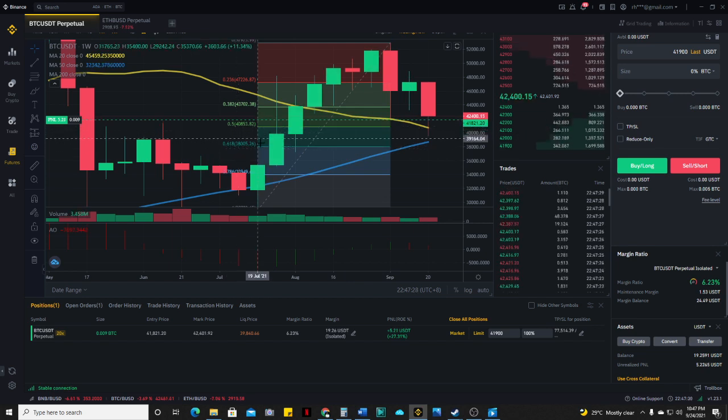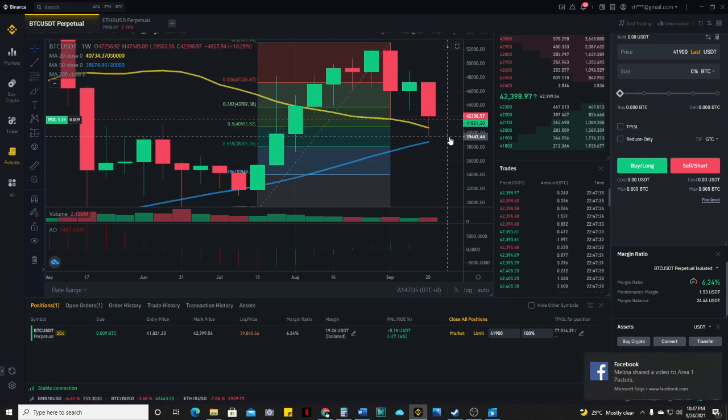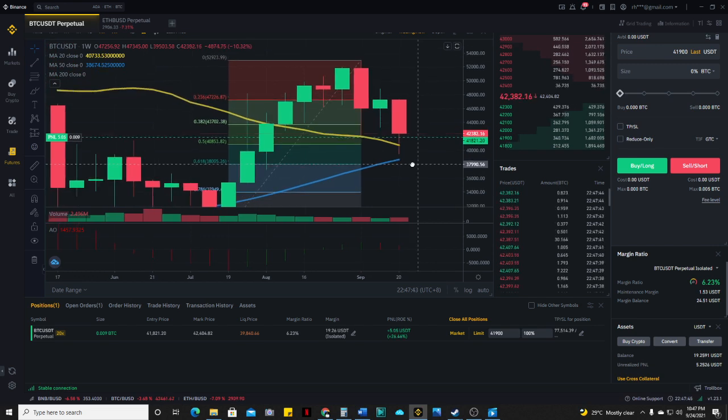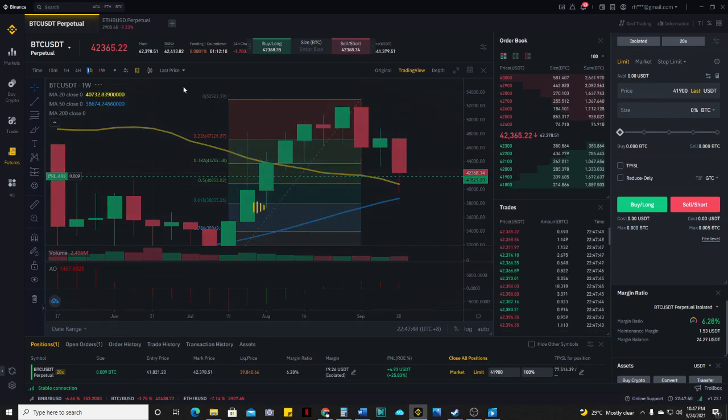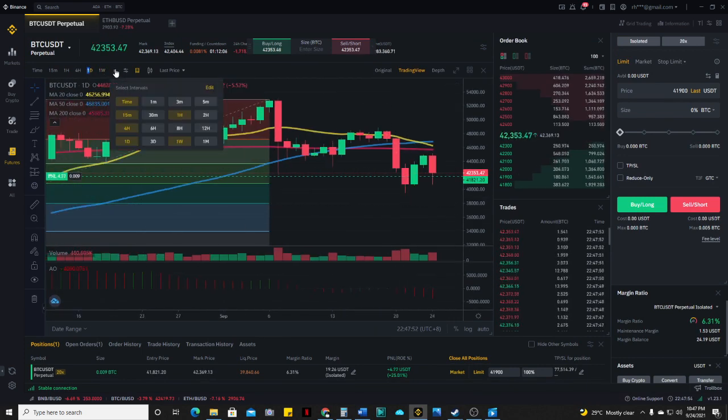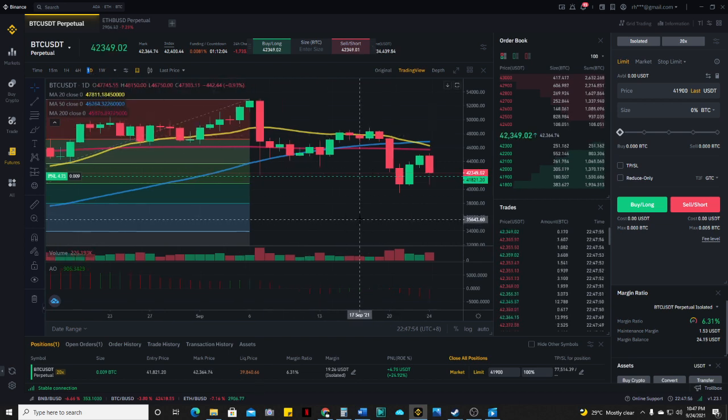50 to 60%. Look at what it touched now. It's already in the 50% and 60%. Do you know that I made money with that retracement? But how did I make money? I used the 1-day time frame. Let's check the 1-day time frame.